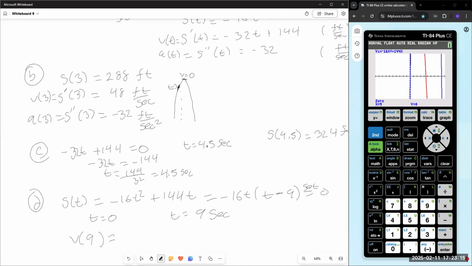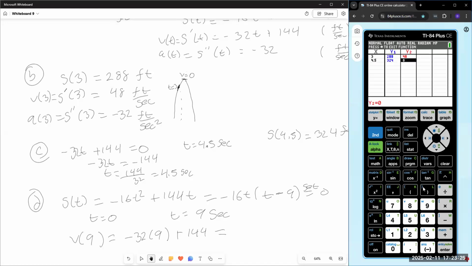So that's going to be negative 32 times 9 plus 144. I'm again just going to let the calculator do that for me. V is my red equation there. And so I have a negative 144 feet per second. Notice that that's the same as my initial velocity, but it's in the opposite direction. It's down now, so that's why it's negative, because it's coming back down towards the ground instead of going up away from the ground.